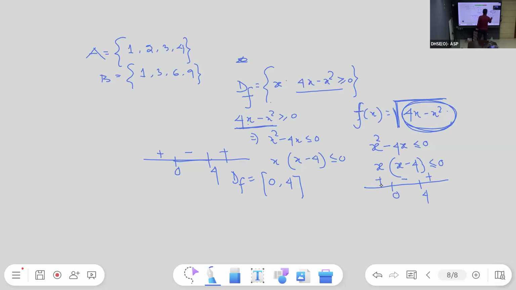हमको region दरकार, negative region is 0 to 4.